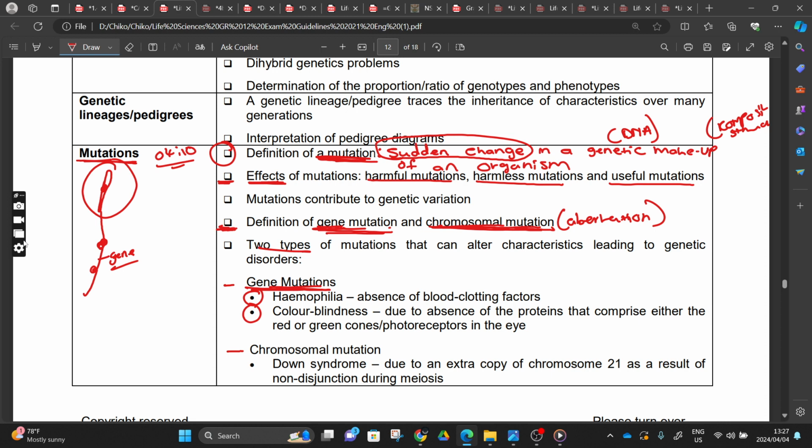So they will ask you what is a gene mutation. When you answer, they come up with questions that are related to gene mutation. So a gene mutation is a change in a genetic makeup that is happening on a genetic level, right? At a chromosomal level, it's a sudden change that is happening on the chromosomal structure or the number of chromosomes, right? The number of chromosomes.